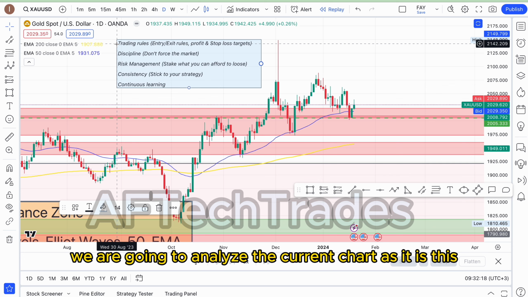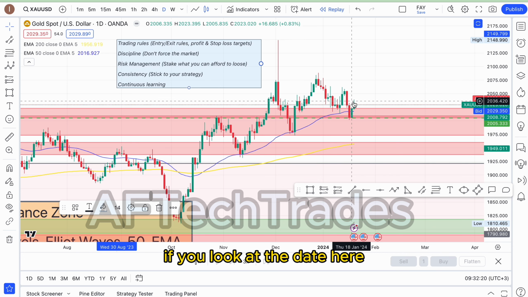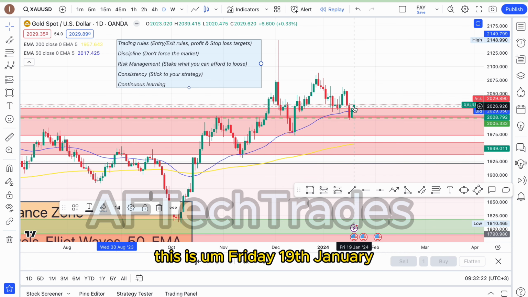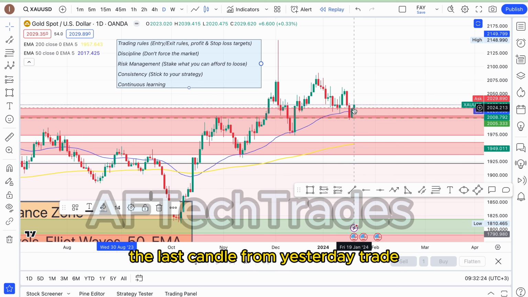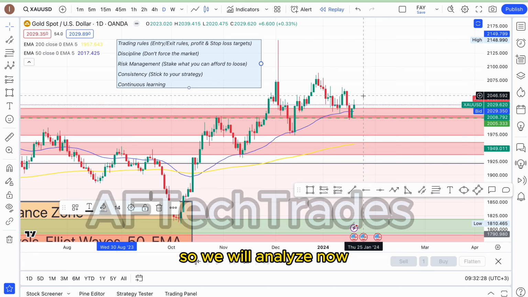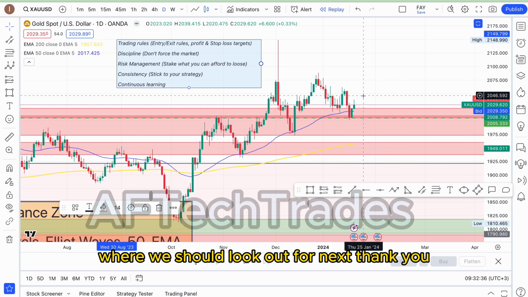So while waiting, when we come back from this break, we are going to analyze the current chart as it is. If you look at the date here, this is Friday 19th January, which is yesterday, the last candle from yesterday's trade. So we will analyze now, based on everything we have learned, bring everything together, and then determine where we should look out for next.